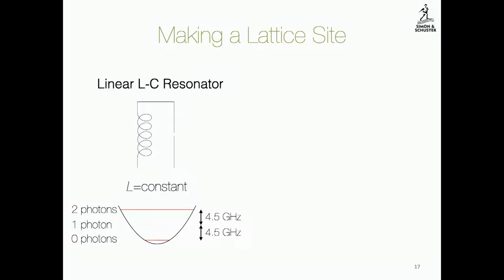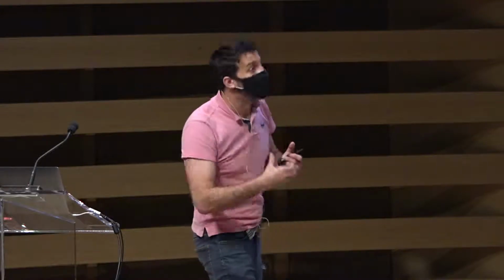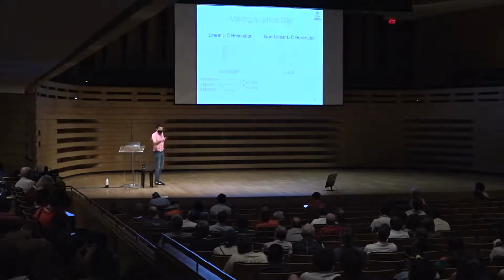So the problem with making a lattice site out of an LC circuit is that the photons don't interact with each other. That is to say, if the resonant frequency of this circuit, 1 over root LC, is 4.5 gigahertz, then when you put in your first photon, the requisite energy is 4.5 gigahertz. For the second photon, it's also 4.5 gigahertz. There's no Hubbard U, there's no interaction between the photons. So what we need is a nonlinear inductor, that is an inductor whose inductance depends on current.